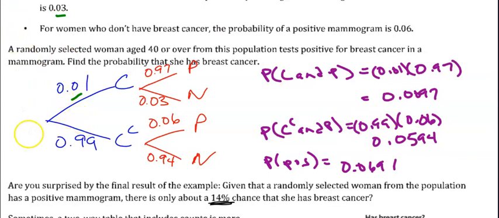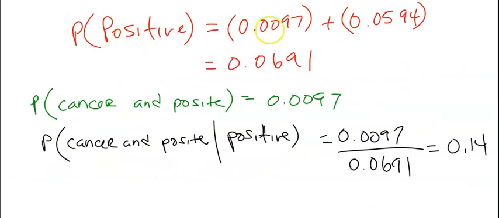So let's explain how we want to find a probability if we select a woman age 40 from this population, and they test positive for breast cancer in a mammogram. Let's take a look at what we got here, given those things. So we got these two values. So if we want the probability of cancer and positive, we found the 0.0097. So if we have a given that they're positive, and we want the probability that they have cancer and positive, again, we do the division, and we get our 0.14, which is the 14%.